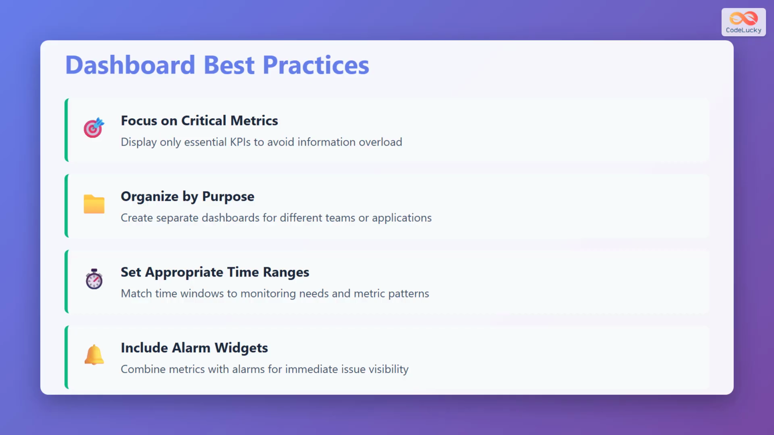Following best practices ensures your dashboards remain effective and actionable. Focus on critical metrics by displaying only essential key performance indicators to avoid information overload. Organize dashboards by purpose, creating separate dashboards for different teams or applications to maintain clarity. Set appropriate time ranges that match your monitoring needs and metric patterns, whether that's real-time monitoring or historical analysis. Always include alarm widgets alongside your metrics for immediate visibility when issues arise, combining monitoring and alerting in one place.